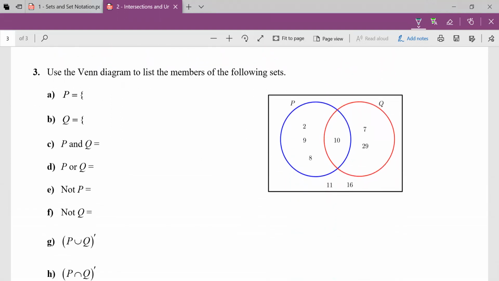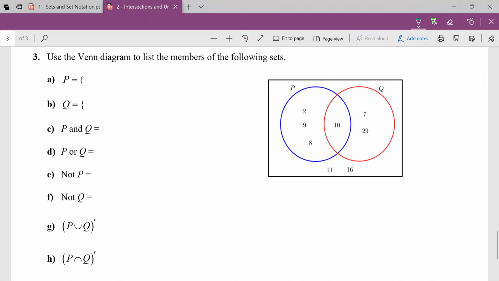All right, last question, friends. I give you a couple of sets here, P and Q. I have no idea why I labeled those P and Q, because they're cool letters. Use the Venn diagram to list the members of the following sets.